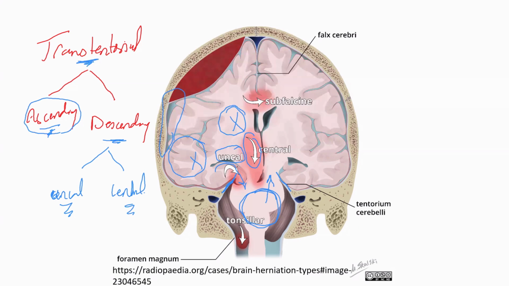One of the most important points in uncal brain herniation is the compromise of the posterior cerebral artery, because the posterior cerebral artery is going here. This is its course, so it can be compromised and can lead to infarction along the territory of the posterior cerebral artery.